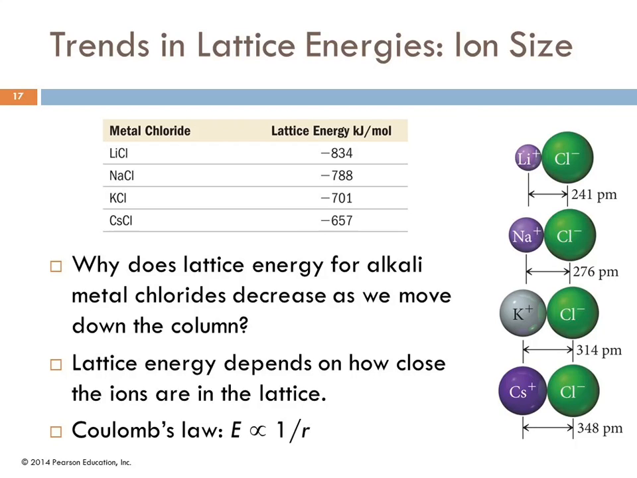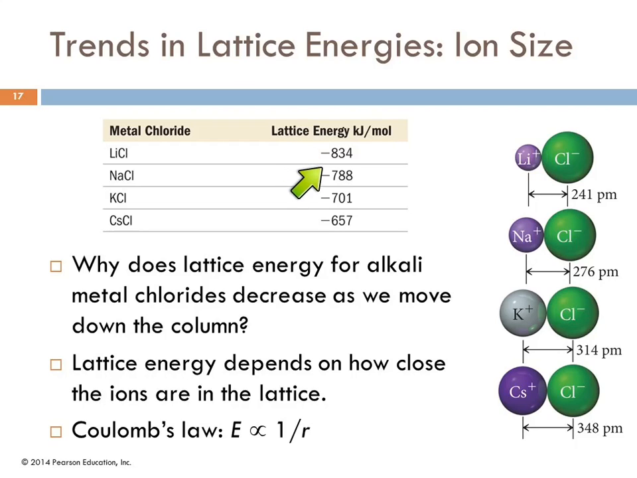Why is this? Well, the lattice energy depends on how close the ions are in the lattice. Lithium ions are much smaller than cesium ions, and so the distance between the ions is smaller. Here the distance is 241 picometers, here it's 348 picometers. Because remember from Coulomb's Law, the energy is proportional to 1 over the distance between the charges. So if the charges are closer, then the energy is larger.